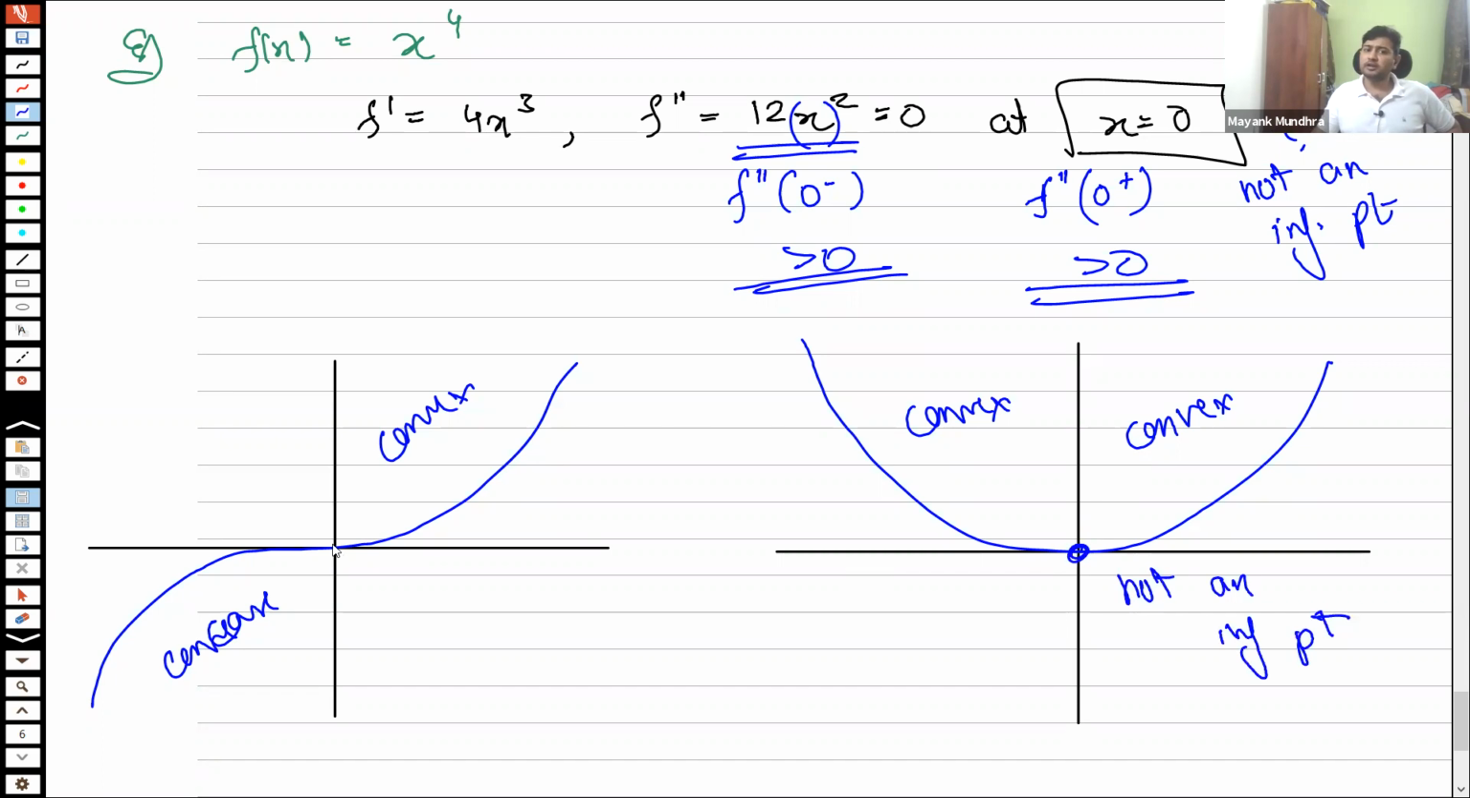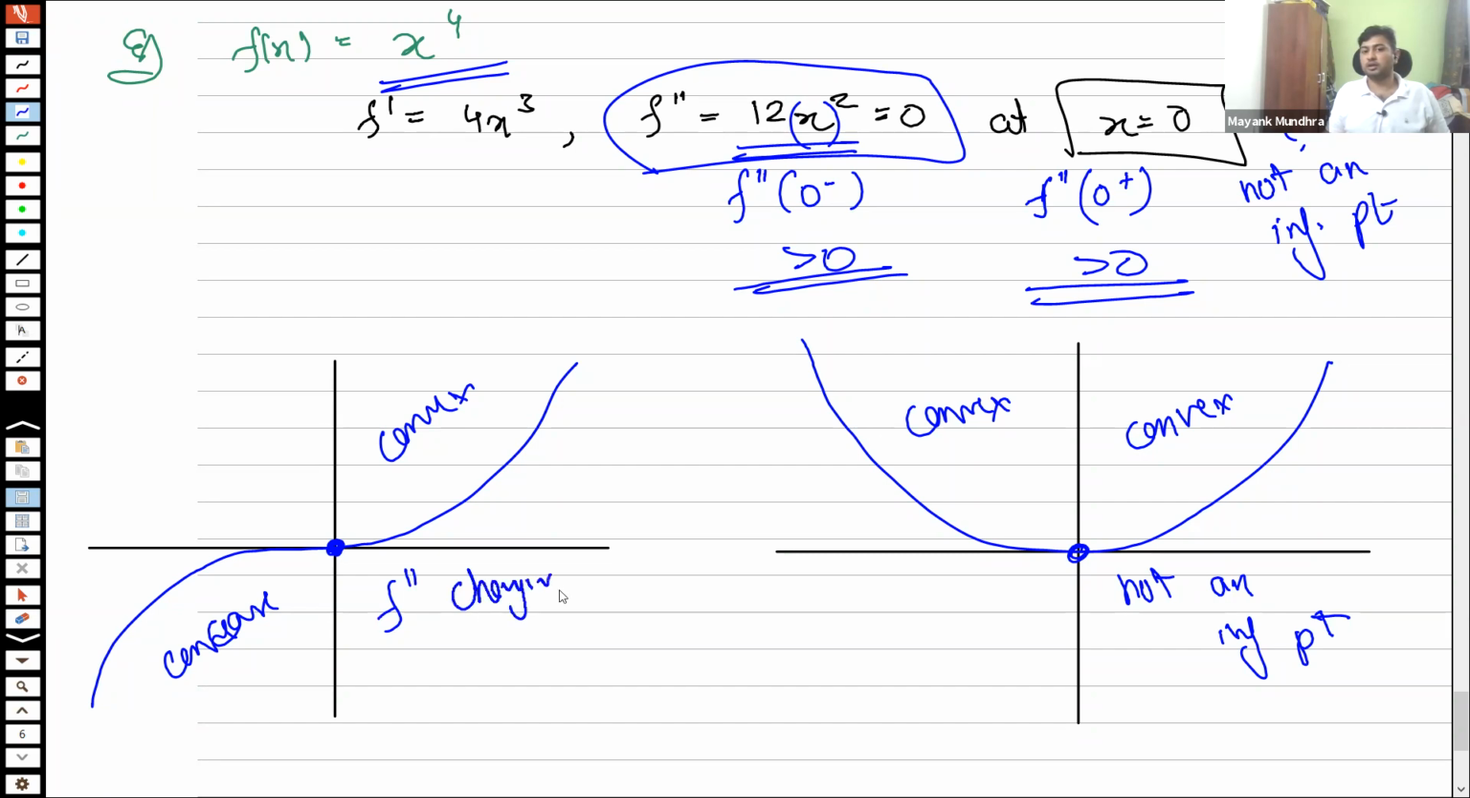A lot of people try to remember inflection point as a point where f double prime is 0. And examiners exploit that. They will deliberately give you a function where you will end up finding f double prime as 0, and then you will give the wrong answer. So don't remember it like that. Remember that it is f double prime changing its sign. Not just 0, but it should go from positive to negative or vice versa. So that is an inflection.